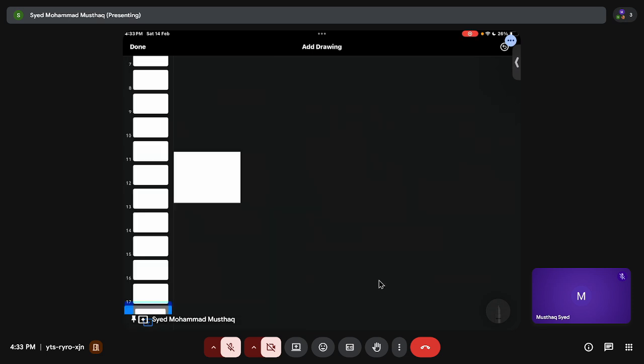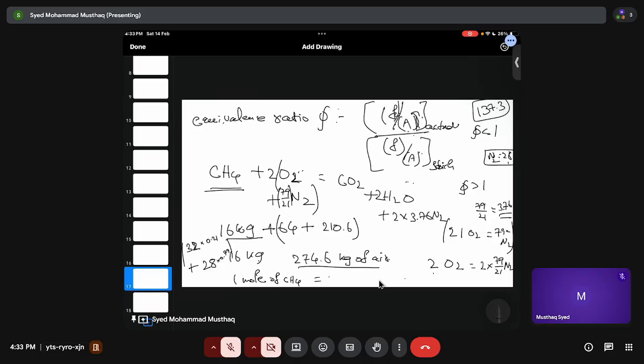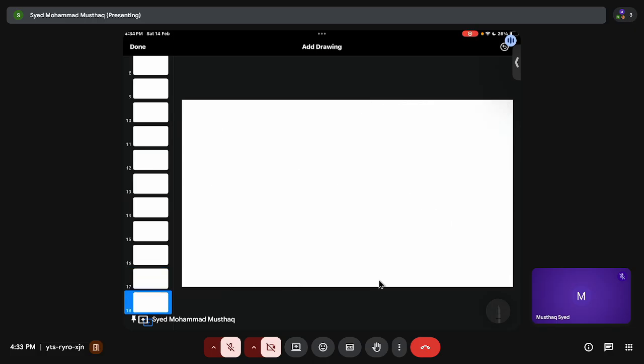And there is also another term called the relative air fuel ratio. So that is just the reverse of what we call the equivalence ratio. Okay, so that is the reverse of the equivalence ratio, and the percent theoretical air will be equal to 100 divided by phi. This is the percent of theoretical air that is required.